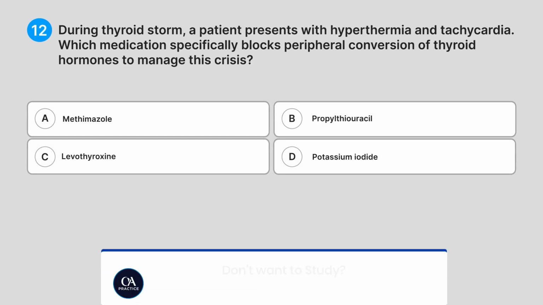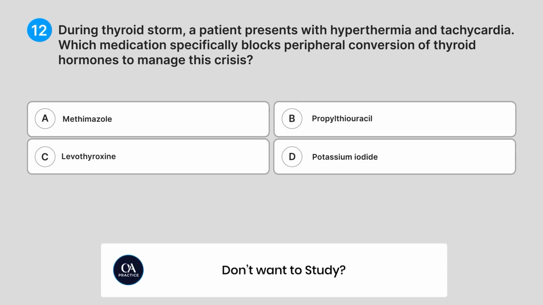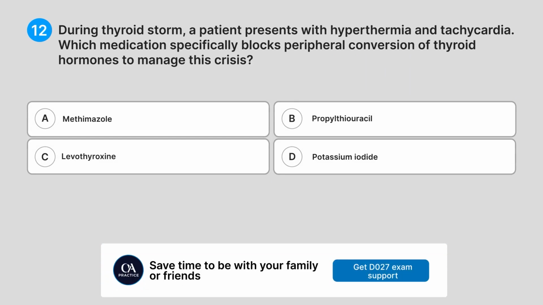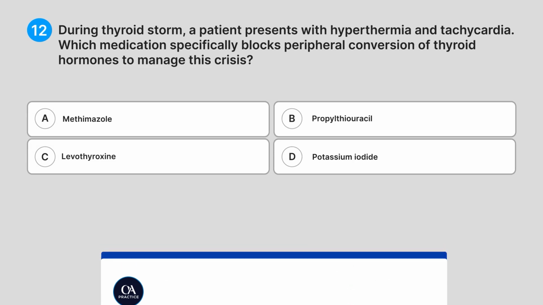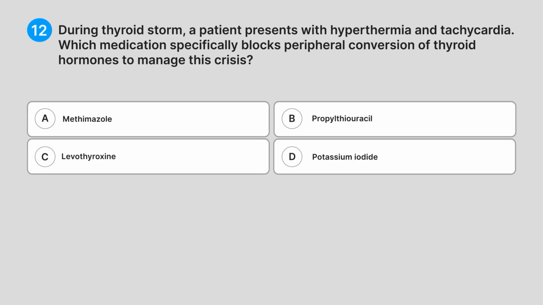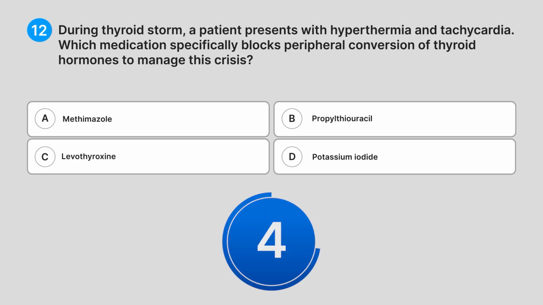12. During thyroid storm, a patient presents with hypothermia and tachycardia. Which medication specifically blocks peripheral conversion of thyroid hormones to manage this crisis? A. Methimazole. B. Propylthiouracil. C. Levothyroxine. D. Potassium iodide. Do you know the answer?